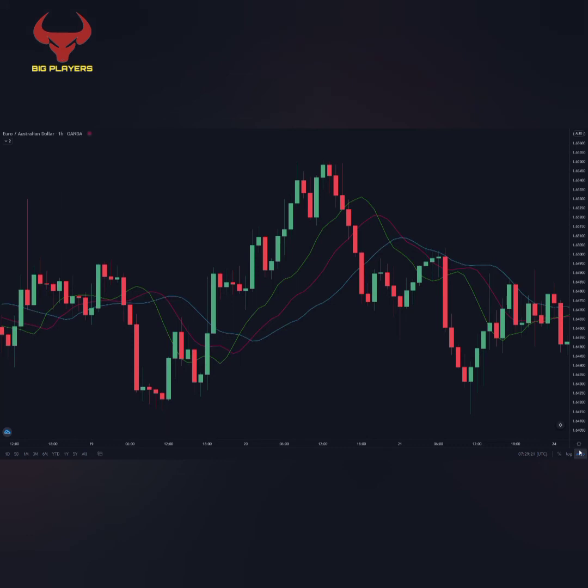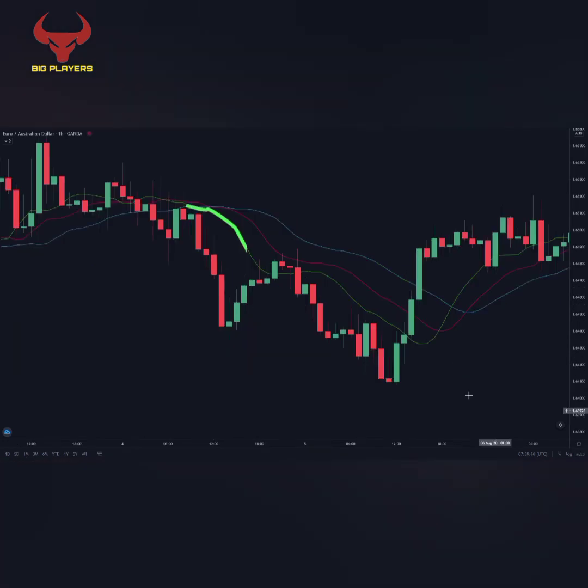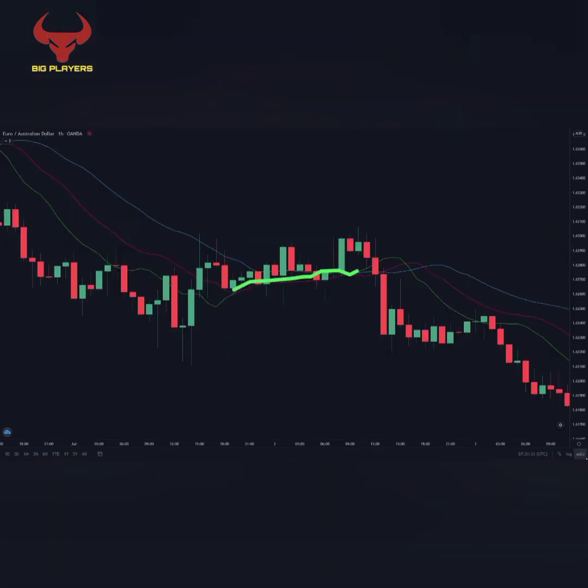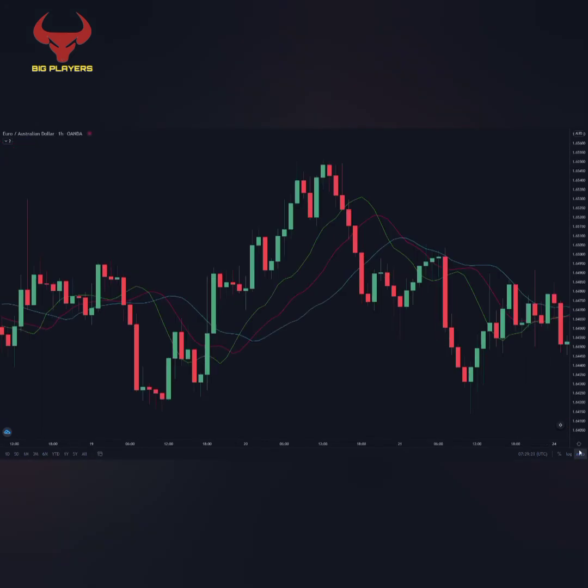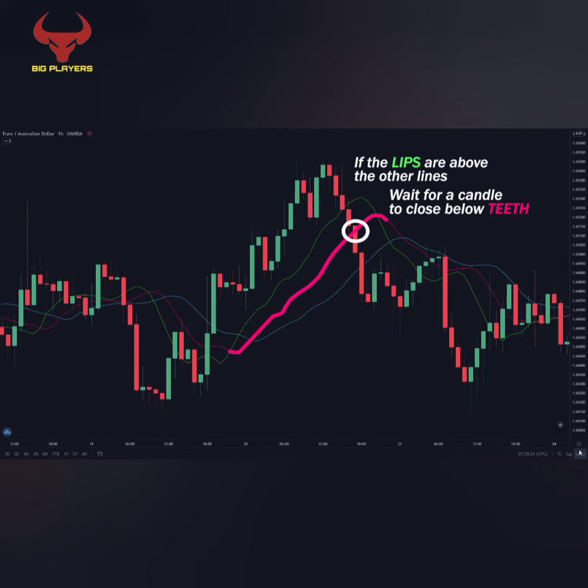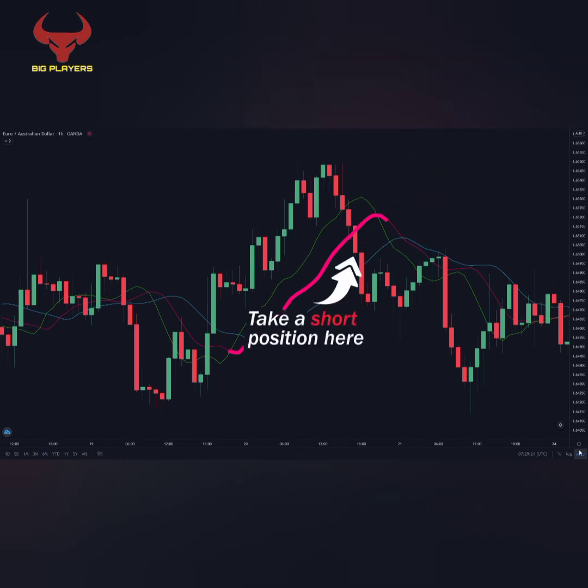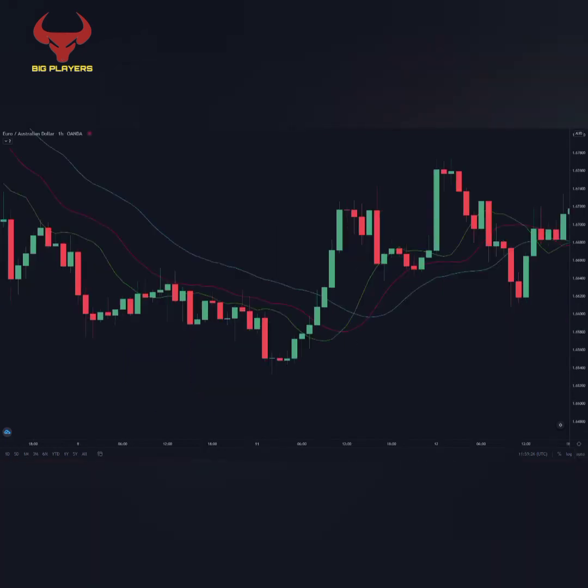So first, what you need to look at is the lips. The lips can be either above, below, or inside the other two lines. If the lips are above the lines, you wait for a candle to close below the middle line, the teeth. So if the green line is above the other two lines and the candle closes below the teeth, you take a short position. It's the same with the long position. If the green line is below the other two lines and a candle closes above the teeth, you take a long position.